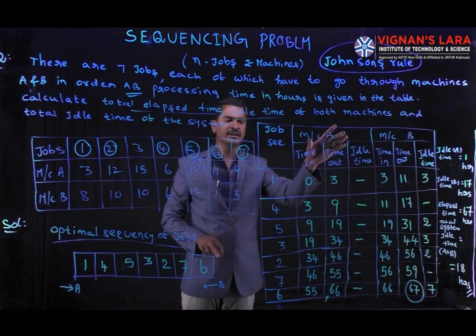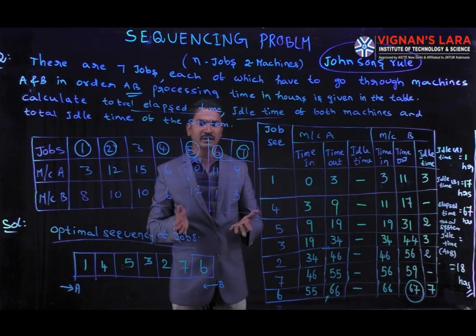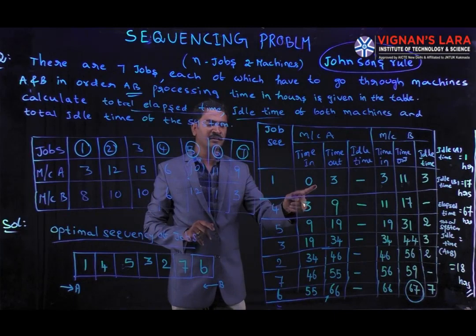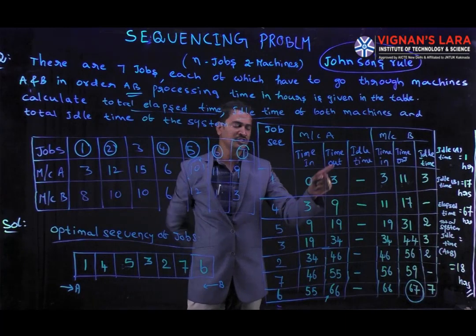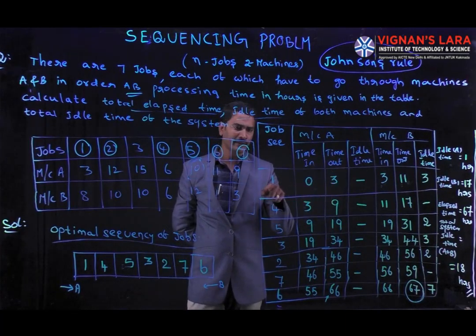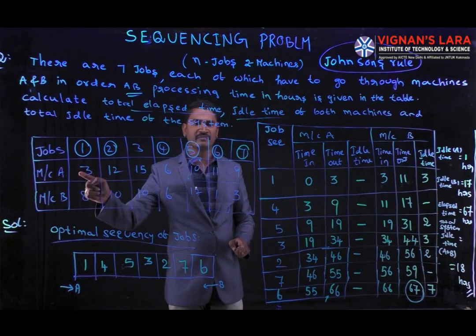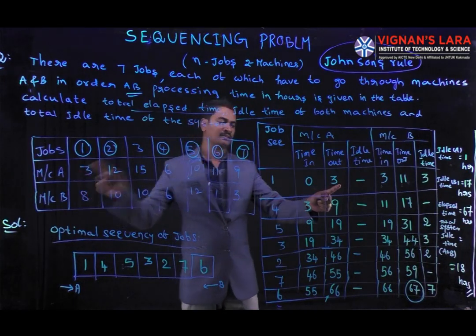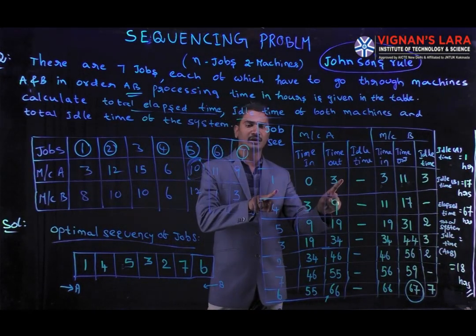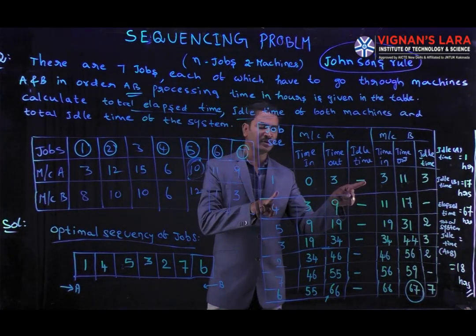Coming to mission A, we start the work at the 0th hour itself. When we start, that is called the 0th hour. So we start at the 0th hour, and we did the job for 3 hours at mission A. How do we get these 3? Mission A has a processing time of 3 hours. So we start at the 0th hour, 0 plus 3 means total 3 hours. Job 1 is completed at the 3rd hour. So here there is no idle time. We started at the 0th hour, that's why we don't have any idle time.